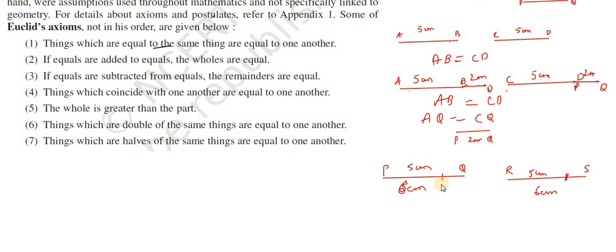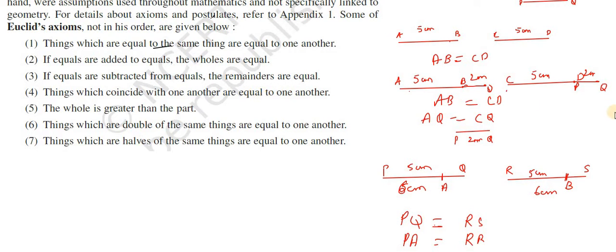So therefore you mean to say this point is A, and here is B. Already PQ is equal to RS. Now what I did, I removed AQ from PQ and SB from RS. Therefore you can write here PA is equal to RB. So if equals are subtracted from equals, the remainders are equal.